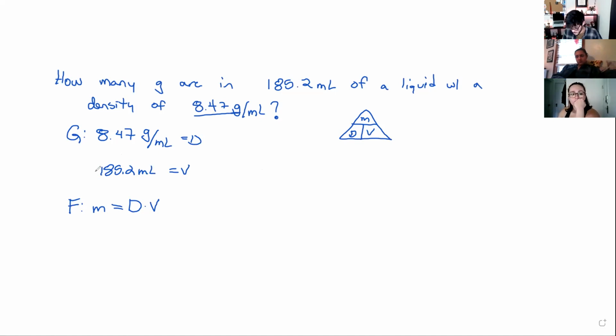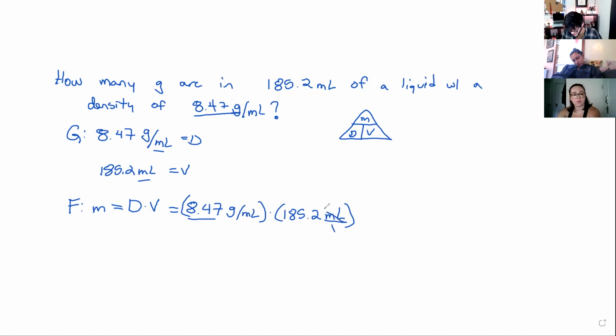Check and make sure the units are all on the same page. This is in milliliters, this is in milliliters, that looks good. So we can just plug it in as the two values multiplied by each other, 8.47 grams per milliliter. And I always write my units in. I don't just write the number. The unit gives me confirmation that I plugged it in correctly. And we're going to multiply this by 185.2 milliliters. What happens here is the milliliter is sitting above an inferred one, and the milliliter here is below this fraction bar. Anything above a fraction bar and below a fraction bar cancels. So the unit we'll be left with is a gram.